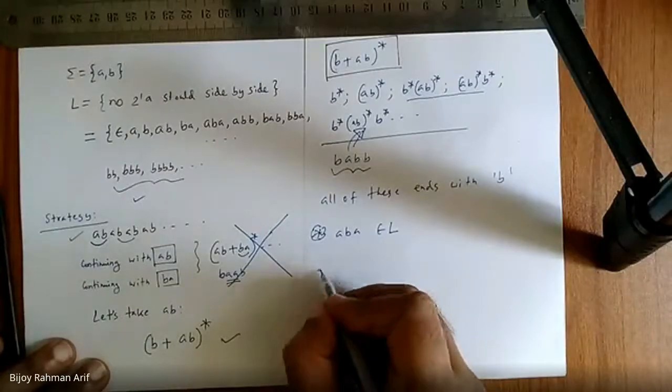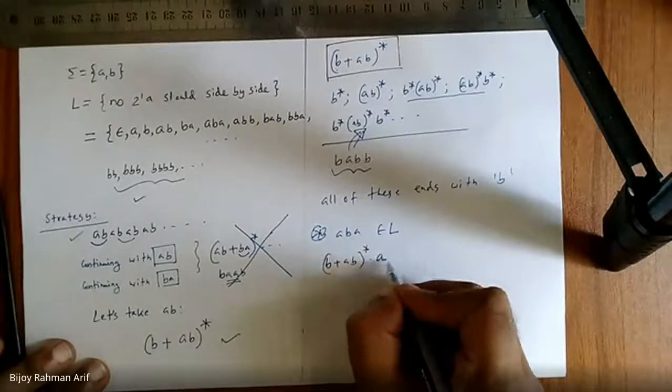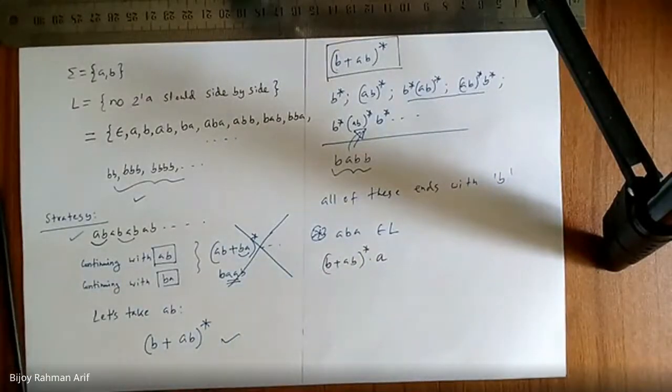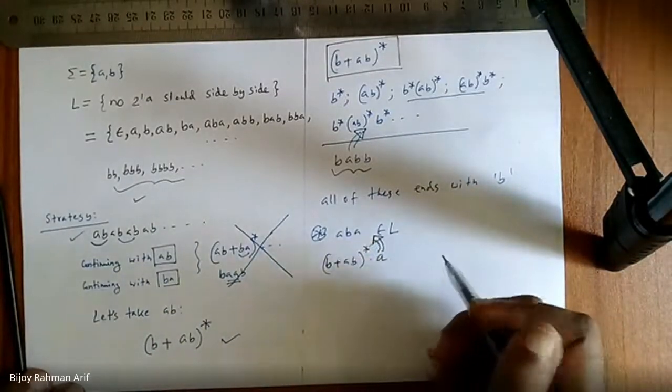AB star, very good. If I add an A in front of this, in postfix, then it can also generate this. Then we are done. So what would be the regex?